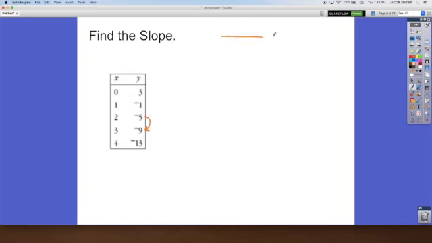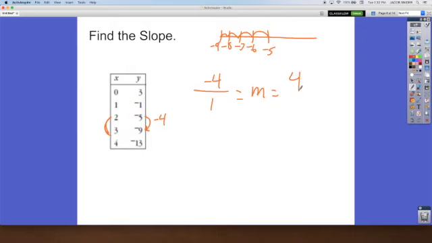Well, if I draw a number line real quick, right? There's -5, -6, -7, -8, -9. How far am I going? 1, 2, 3, 4. But I went to the left, so it's going to be -4. So my slope is -4 over, how much does it change from 2 to 3? Over 1. Simplify, my slope equals -4.